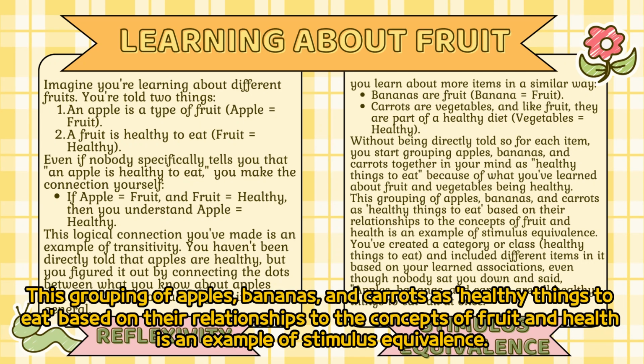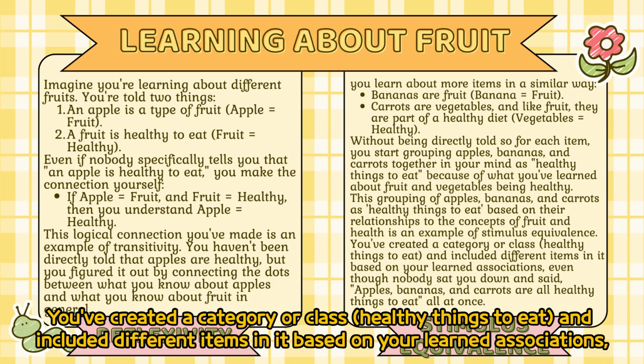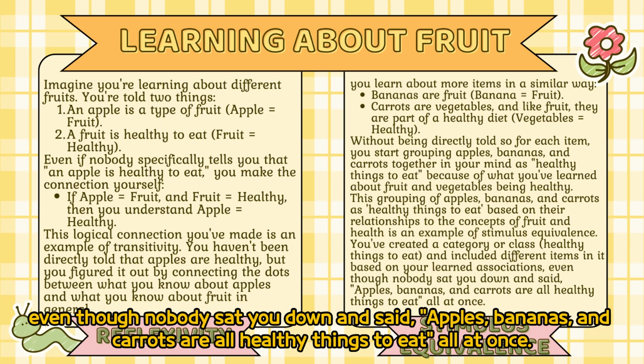This grouping of apples, bananas, and carrots as healthy things to eat, based on their relationships to the concepts of fruit and health, is an example of stimulus equivalence. You've created a category or class, healthy things to eat, and included different items in it based on your learned associations. Even though nobody sat you down and said, apples, bananas, and carrots are all healthy things to eat all at once.